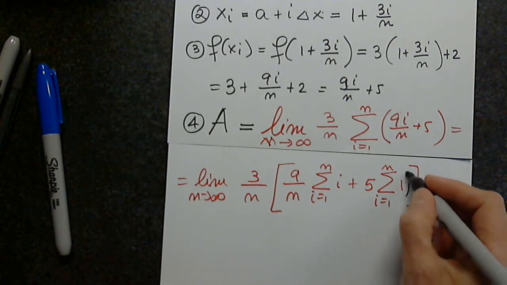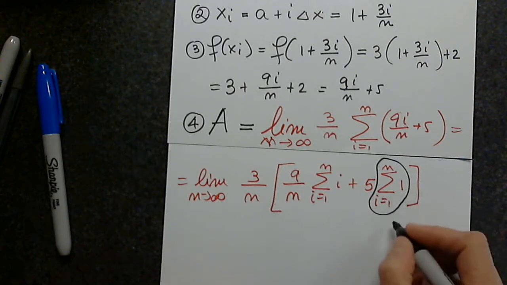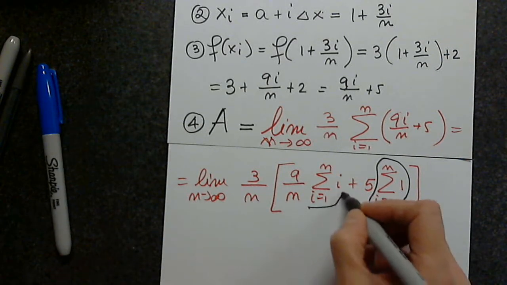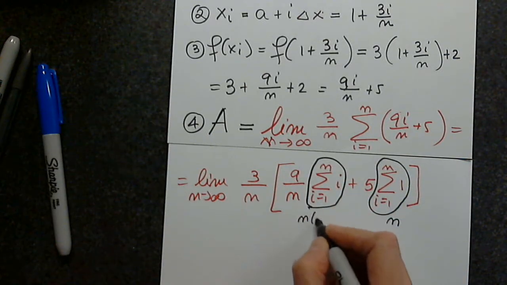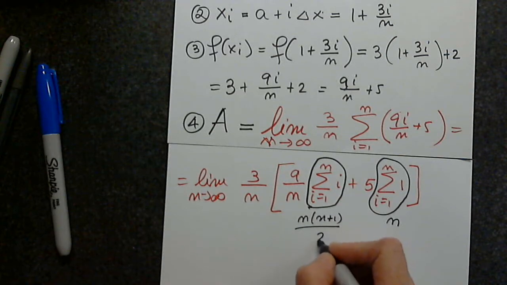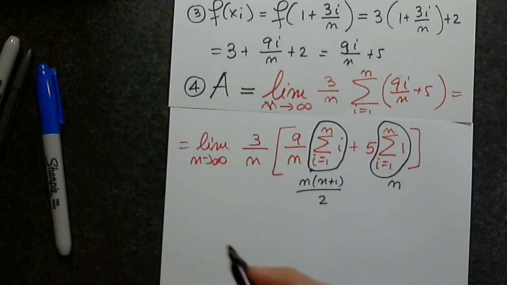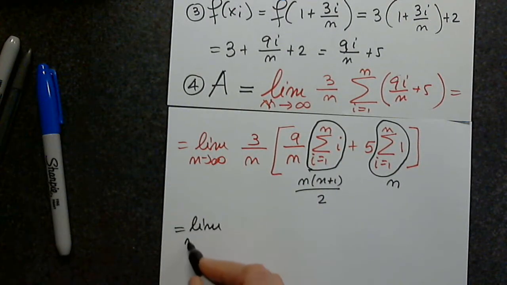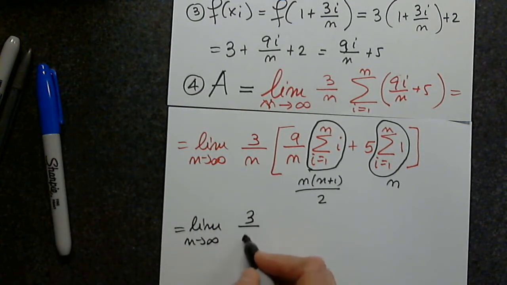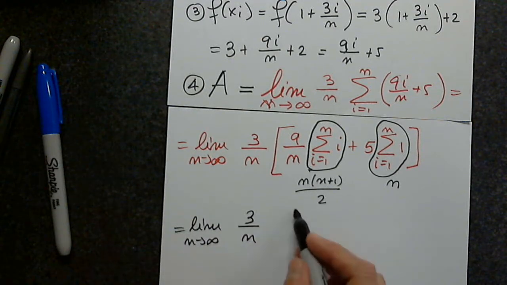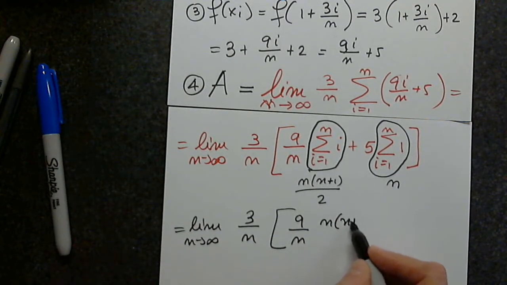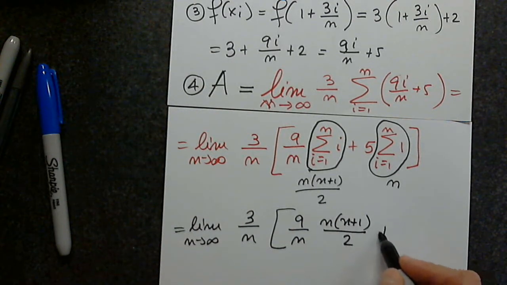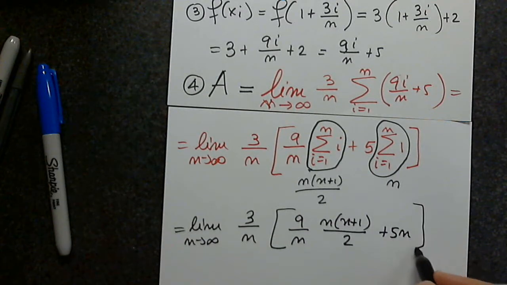Now, how much is this? n times 1, which is n, right? How much is this? You don't know it by heart yet, but you will. n times (n plus 1) divided by 2. So this is the limit as n approaches infinity of 3 over n, times 9 over n, times n(n plus 1) over 2, plus 5n.